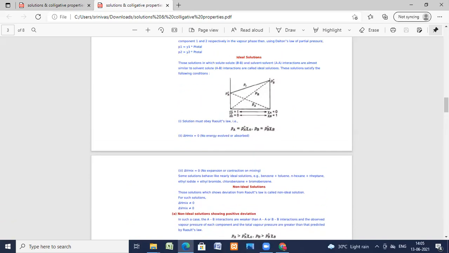If you take the graph here, the forces of attraction are the same. This is the ideal behavior. Here, this is the partial pressure of the B component, and this is the partial pressure of the A component. After mixing, you get the total pressure PT. So this is the ideal behavior. Now, what is non-ideal behavior? We'll see.